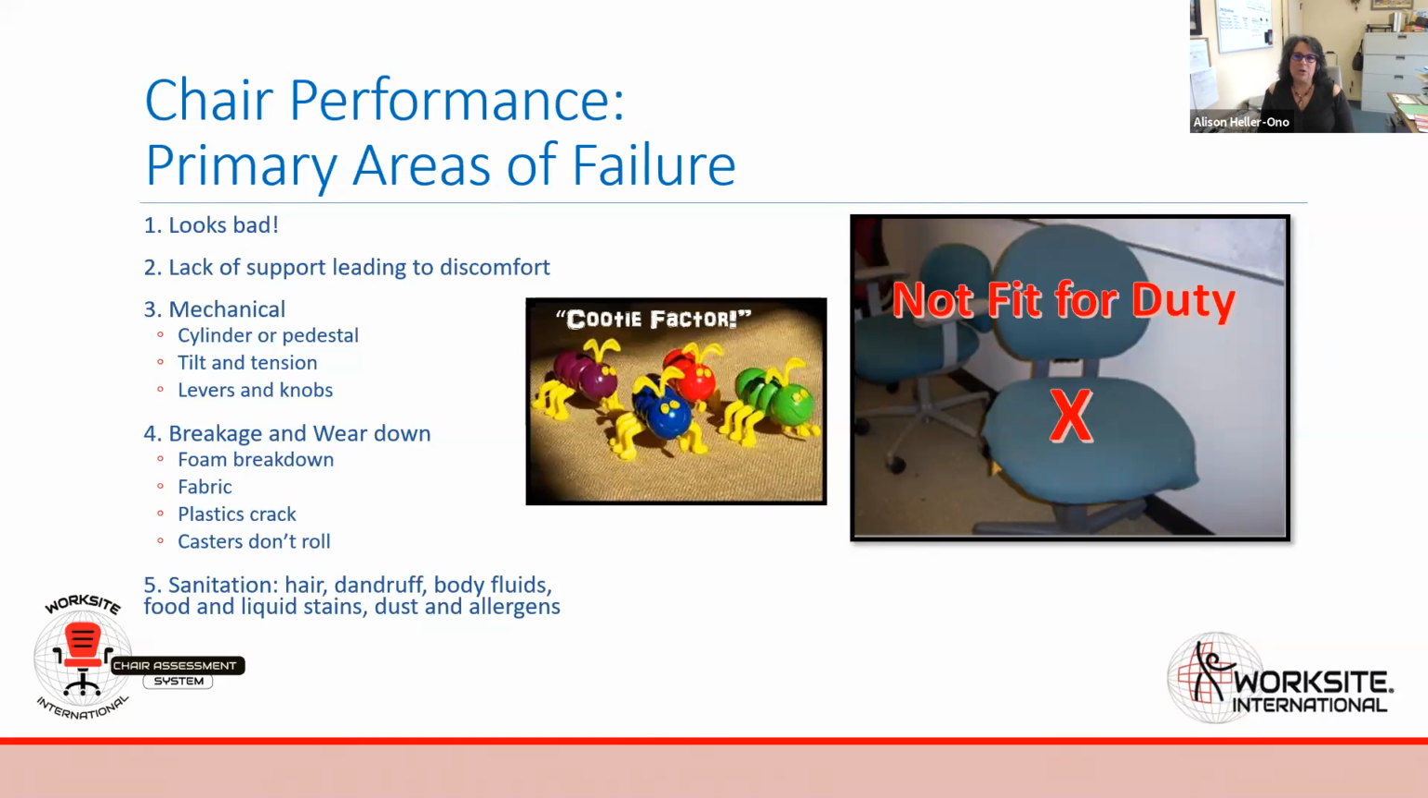So they'll put it in a cubicle that no one's sitting in, or they'll put it out in the hallway, and then some unsuspecting employee will come along and see the chair and think, oh, this looks like it will fit me better, and then they'll take it into their work area, and then they're stuck with a bad chair. So you have to stop that cycle, and that's one of the things that the chair assessment helps with.